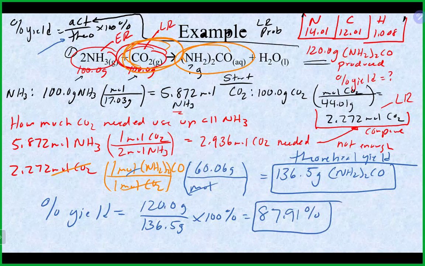Now, when you calculate percent yield, most commonly, you'll probably do grams and grams, but it doesn't have to be. It could be moles and moles. As long as the two units are the same on top and bottom, you could calculate percent yield. Any questions on percent yield, limiting reagents, stoichiometry? All right, we'll leave it there for today.